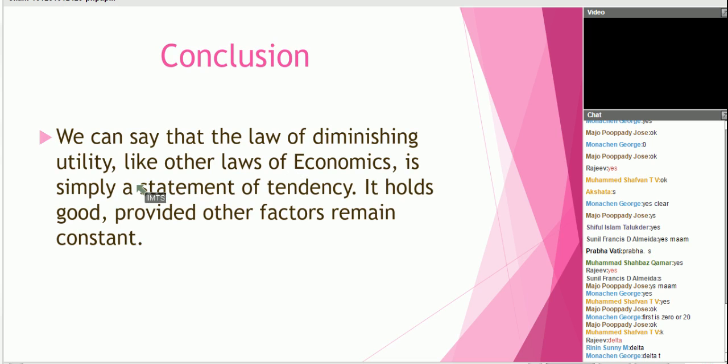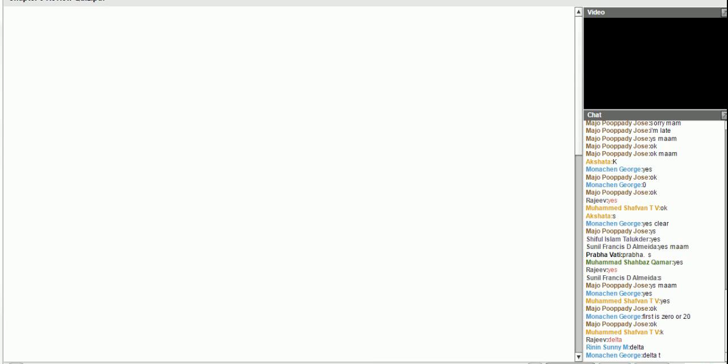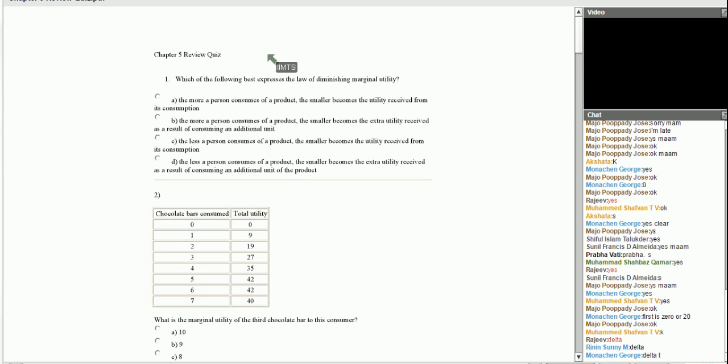Now, to conclude, we can say that the law of diminishing utility, like other laws of economics, is simply a statement of tendency. And it holds good provided other factors remain constant. Okay. So now what I'll do is, there's a small video on the law of diminishing marginal utility. You can just watch it, and then there is a small exercise which we can do. First you can watch the video. Is that fine?